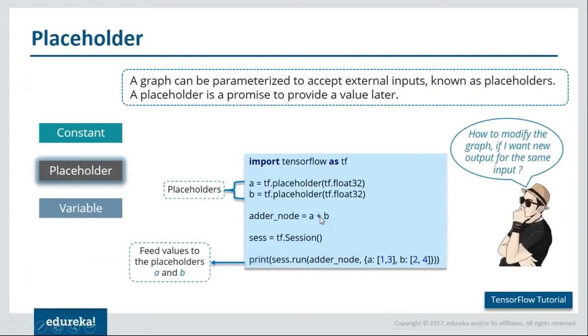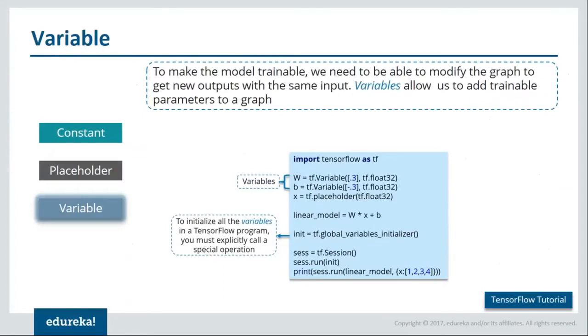Now the question here is how to modify the graph if I want new output for the same input. I mean, if I want my model to become trainable, I need some parameters that can change after every iteration so that the model output can be as close as possible to the actual output. For that, we need variables. Variables, as the name explains, keep on changing their values. When you train a model, you use variables to hold and update parameters. Variables are in-memory buffers containing tensors. And remember, they must be explicitly initialized, unlike constants and placeholders.